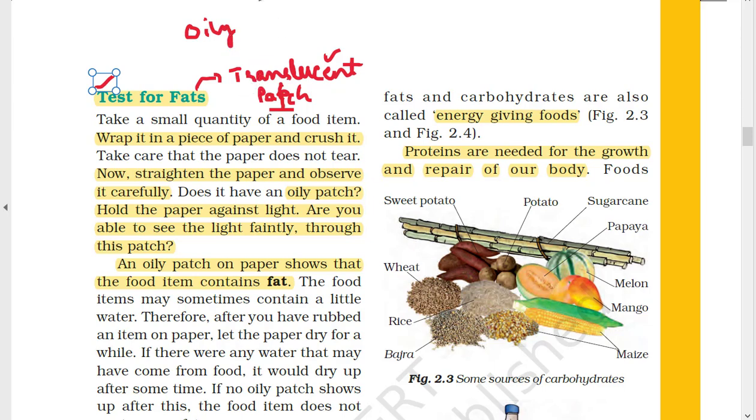You should know the difference between transparent, translucent, and opaque. Transparent is when you can completely see the other side through that material. Translucent, I just told you, is when the thing from the other side is visible, but it is a blurred image. And opaque is when you are not able to see anything, that's an opaque object. So if we are talking about fats, then it will be a translucent patch. A translucent or oily patch shows that it has some fat in it.